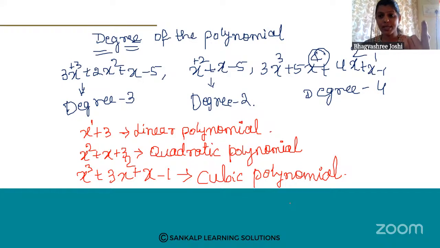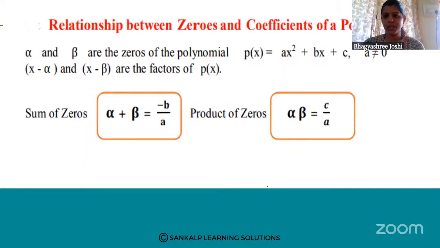So based on the terms, monomial. If it contains one term, that is a monomial. If it contains two terms, then it is a binomial. If it contains three terms, then it is a trinomial. Okay. Next, four terms, biquadratic.